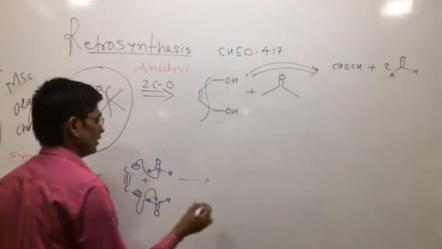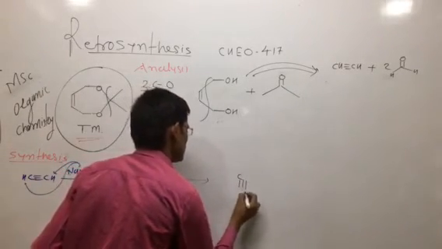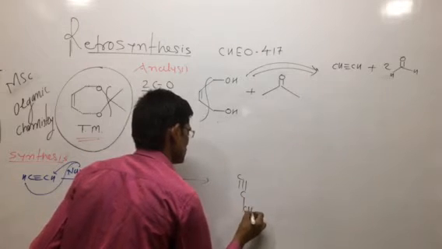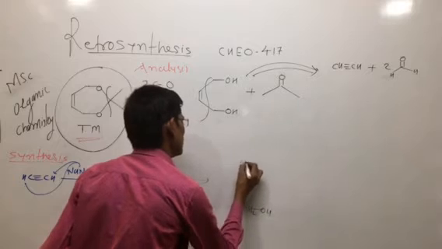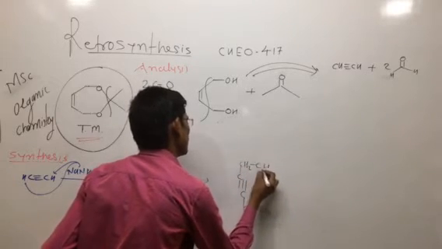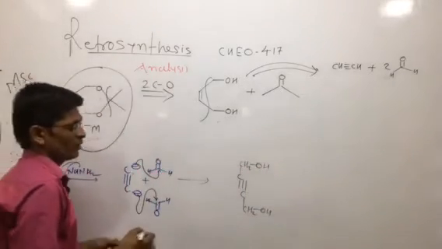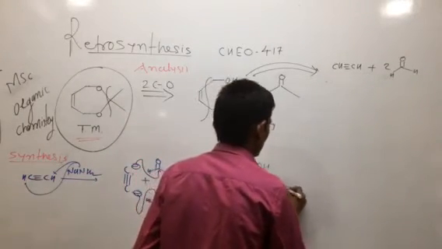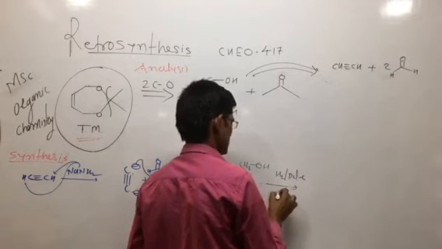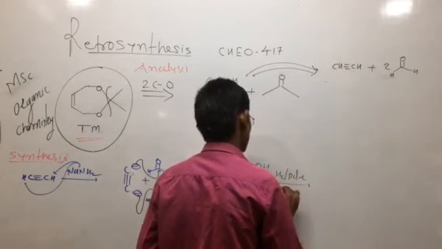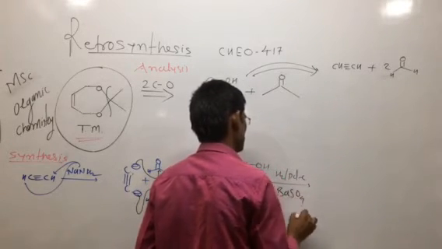So we obtain C triple bond C as it is, and this converts into CH2OH. Formaldehyde is converted into a primary alcohol. Then there is H2, Pd, BaSO4. What is this type of reagent known as?